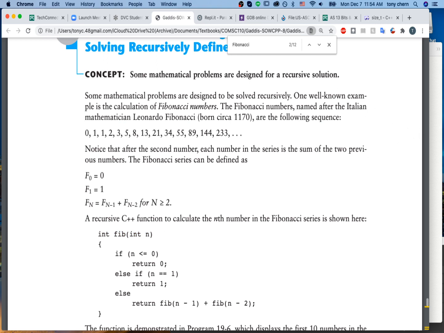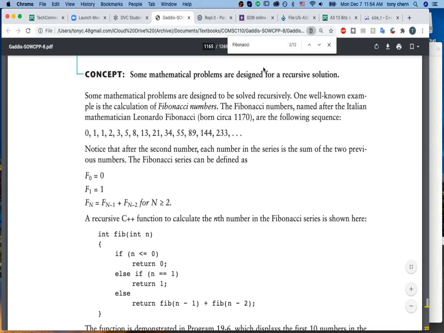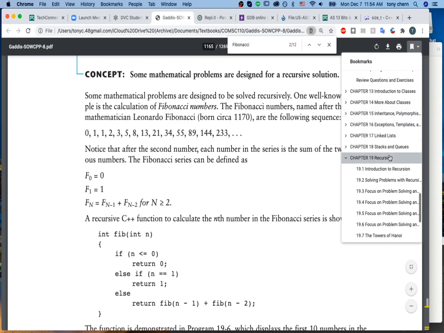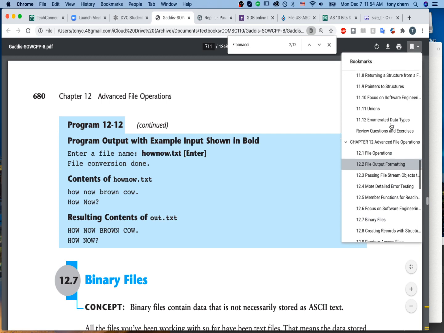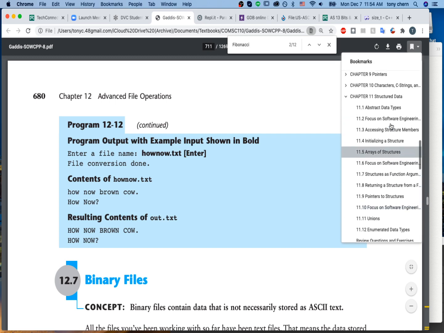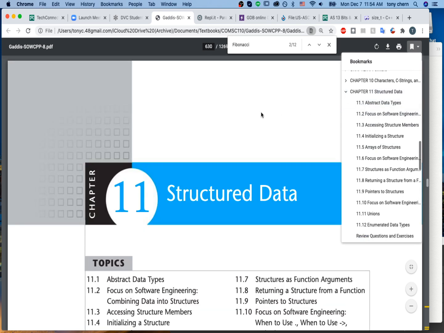Okay, so we have covered Fibonacci, and some of the problems are struct, and struct is chapter 11. It's quite important for this semester. So we will have some fundamental questions about the struct right here. This is struct, and the entire chapter 11 is talking about struct. There are some questions associated with this section, and so you need to know this inside out.